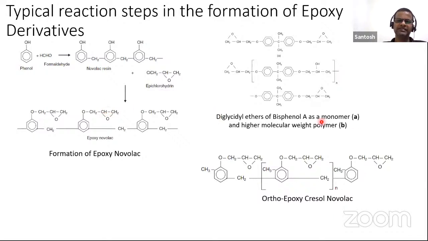And here I'm showing some other examples. This is an ortho-cresol derivative, and this is the simplest form of diglycidyl ether of bisphenol A. This is another epoxy resin that is very commonly used.